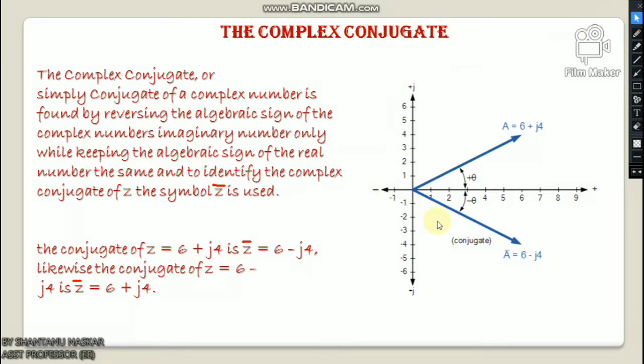So the point on the Argand diagram for a complex conjugate had the same horizontal position on the real axis as the original complex number, but opposite vertical position. Thus, a complex conjugate can be thought of as a reflection of a complex number. Look at this picture. The following example shows the complex number 6 plus j4 and its conjugate in the complex plane. So if a equals 6 plus j4, then a dash equals 6 minus j4.